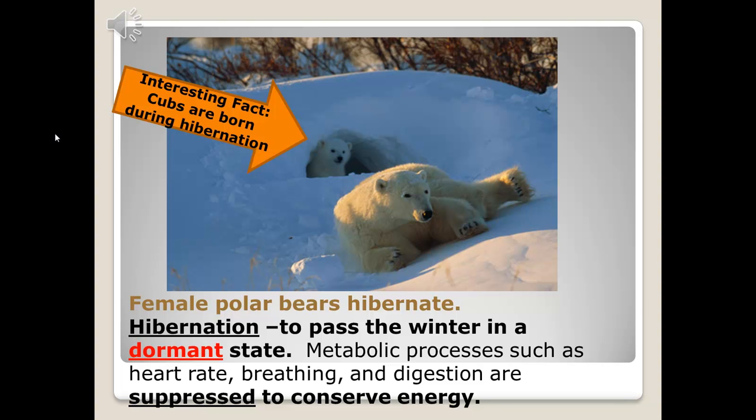Another adaptation of polar bears is their ability to hibernate. This photograph shows a mother polar bear and her baby cub in the background coming out of their den from the winter, or their cave. Hibernation is defined as the ability to pass the winter in a dormant state. Metabolic processes such as heart rate, breathing, and digestion are suppressed, allowing the animal to conserve its energy. An interesting fact, polar bear cubs are born during hibernation.